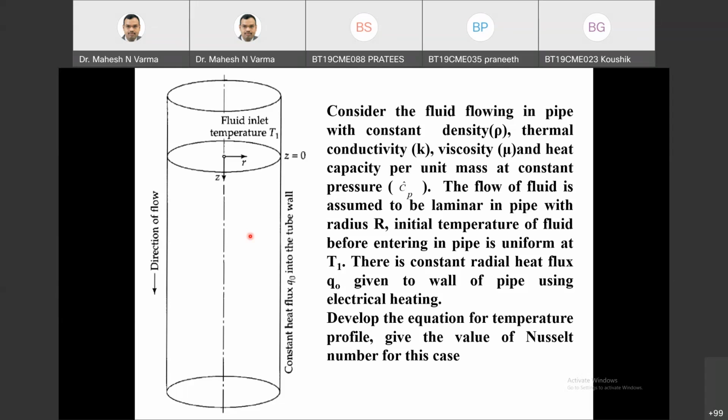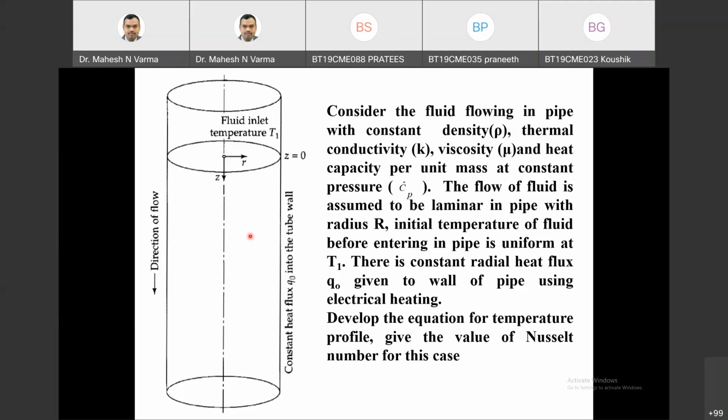And how about Z? In the Z direction, will heat be transported dominated by conduction or convection? In the Z direction, it will be dominated by convection. So if it is dominated by convection, will it be a first order or second order differential equation? First order, sir.